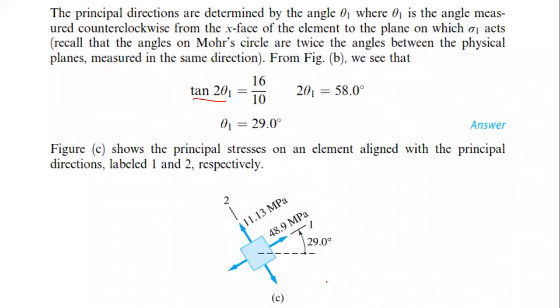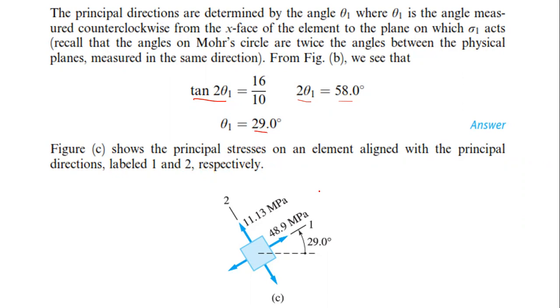So dali ra. So ato ang theta 1 is 29 degrees. 2 theta 1 is 58. So, theta 1 is 29 degrees. Mao ni ang state of stress sa itong material. Okay?